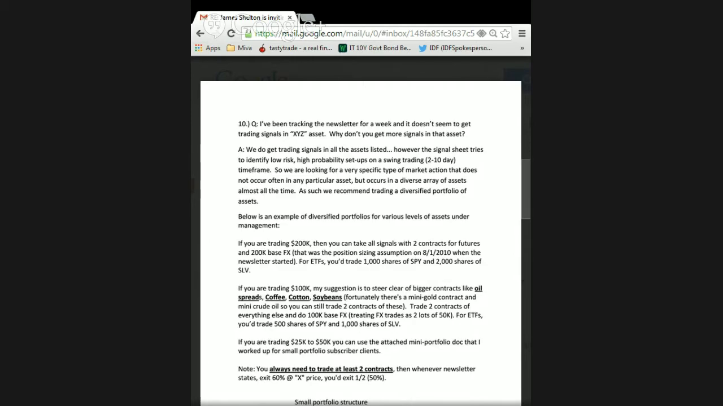If you're trading 25 to 50,000, then I have a mini portfolio document that I can email you. Just send me an email request, and I'll send you that document.